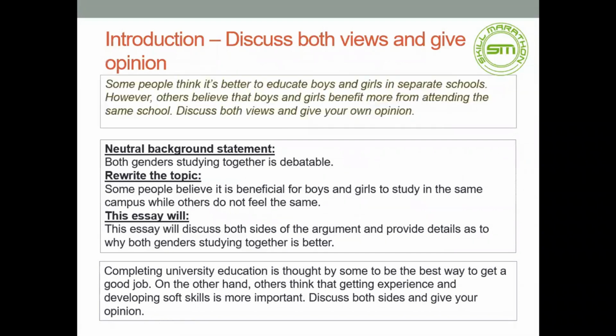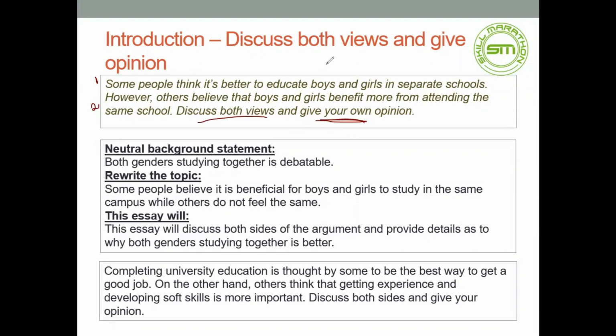We have the next question type, which is discuss both views and give opinions, right? In this case, you have to give your opinion again, but also talk about the two views. Talk about both sides of the argument. So the question here is, some people think it's better to educate boys and girls in separate schools. This is opinion number one given in the question. However, others believe that boys and girls benefit more from attending the same school. This is the second opinion that is given. What do you have to do? Give your opinion and discuss both views.